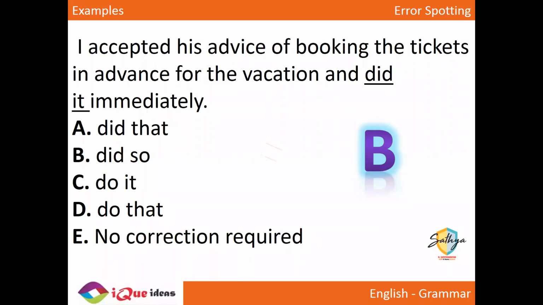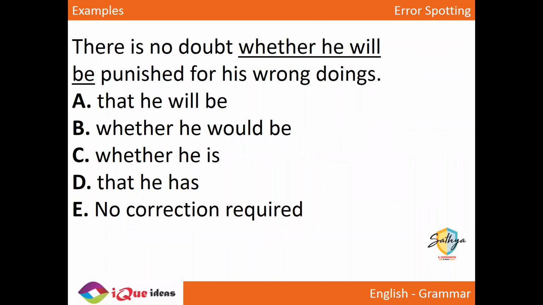Okay. One last question. There is no doubt whether he will be punished for his wrongdoings. So here, what you need to remember is that whether needs to be accompanied by "or not." So, there is no doubt whether he will be punished for his wrongdoings or not.